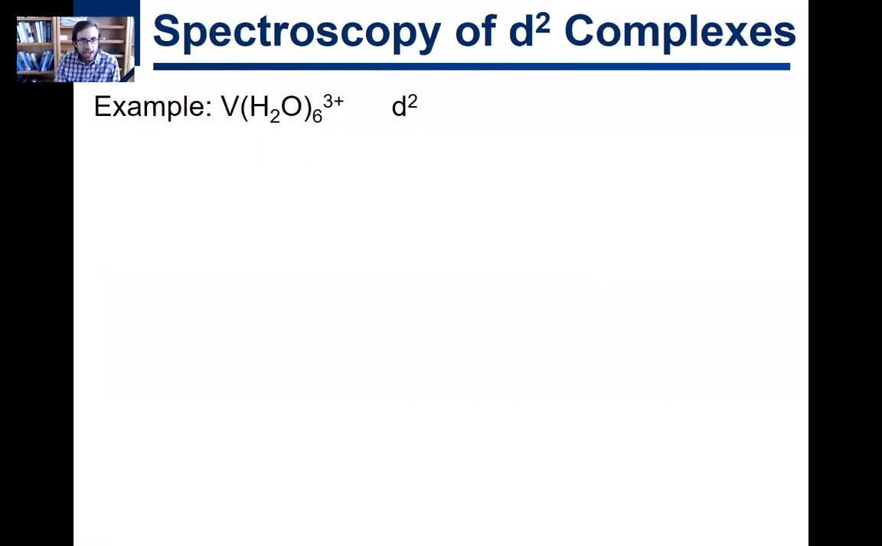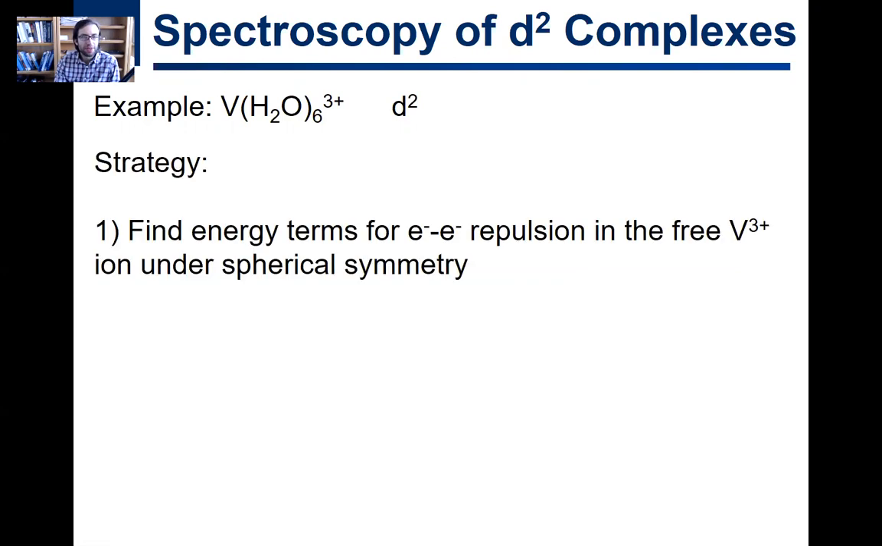All right, so let's now go back to this concept of the d2 complex, okay? What are we gonna do? This is a strategy where we figure out all the different states that are possible, and then at the very end, figure out the spin allowed ones and Laporte allowed or Laporte forbidden ones, however it may be. And from that, determine how many peaks there should be in the UV-visible spectrum.